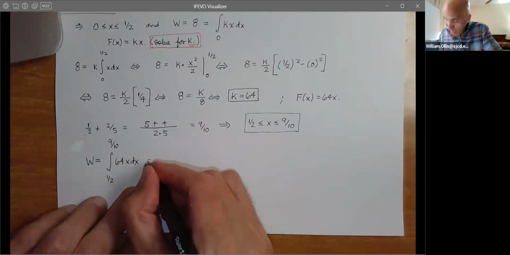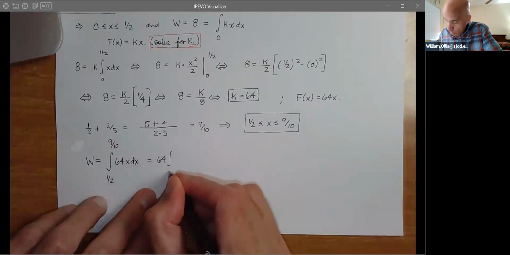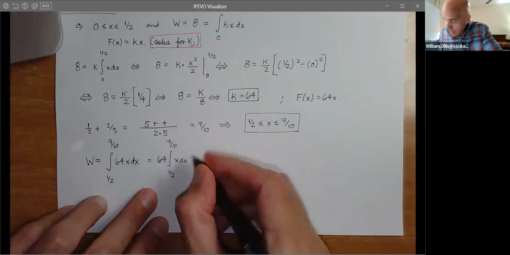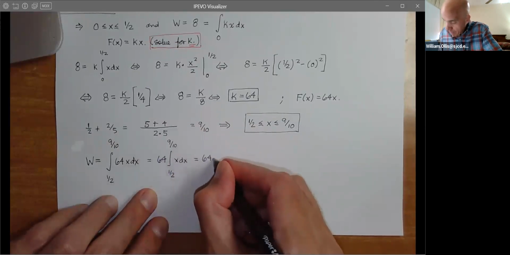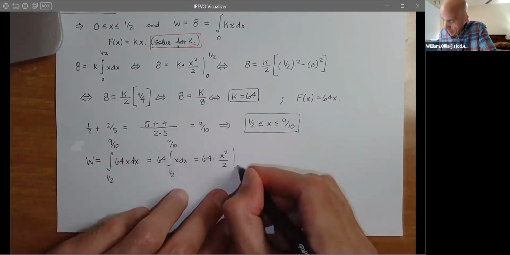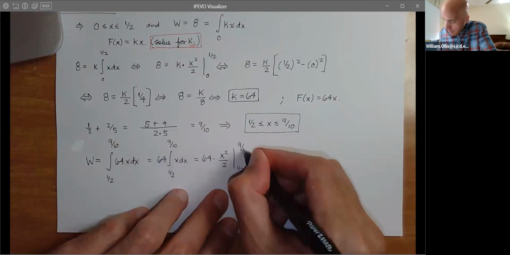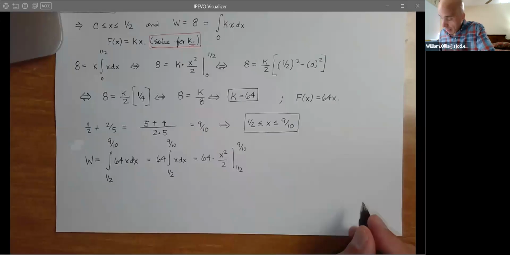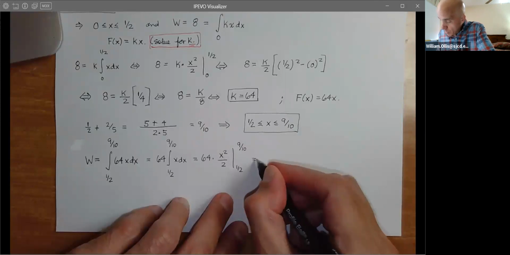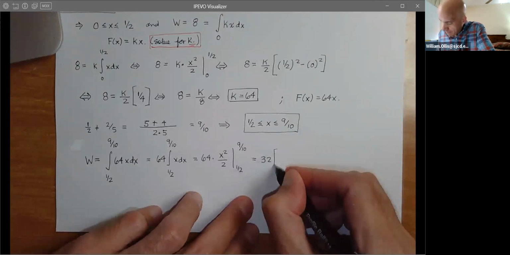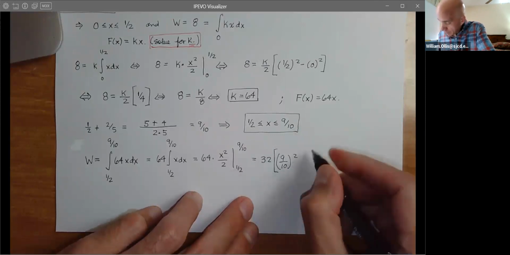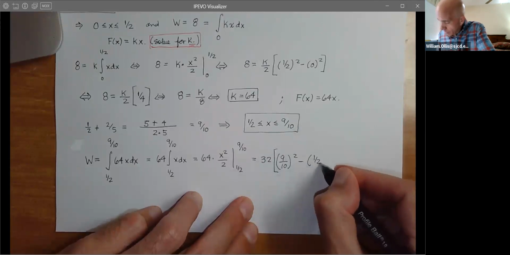So now let's work this. We have 64 integral 1/2 to 9/10 of x dx. So add 1, divide by the new power. So we get x squared over 2, from 1/2 to 9/10. And so now when we divide the 64 by 2, that gives us a 32. So that's an easy number. And we get 32 times 9/10 squared minus 1/2 squared.